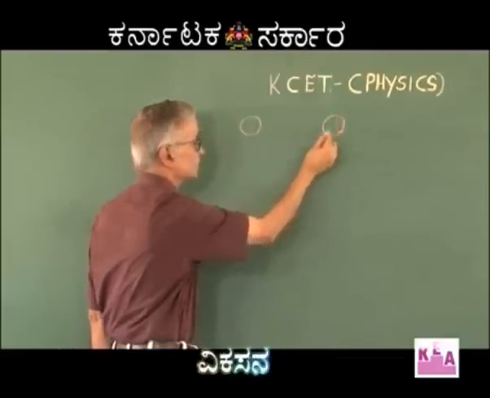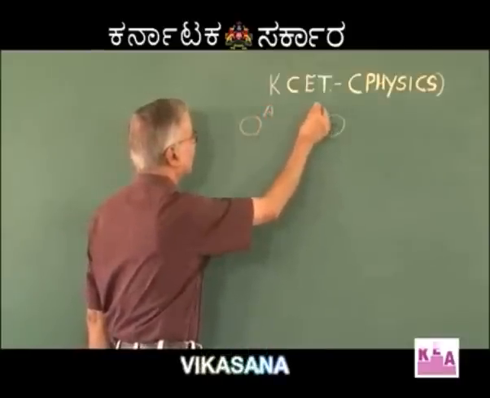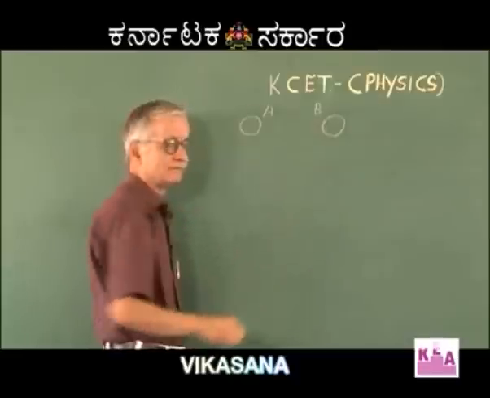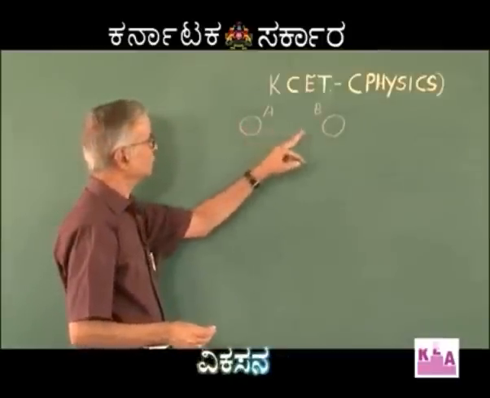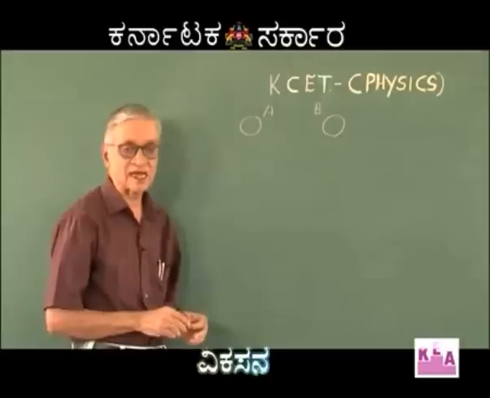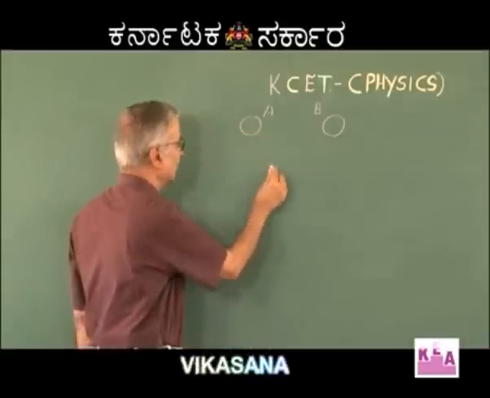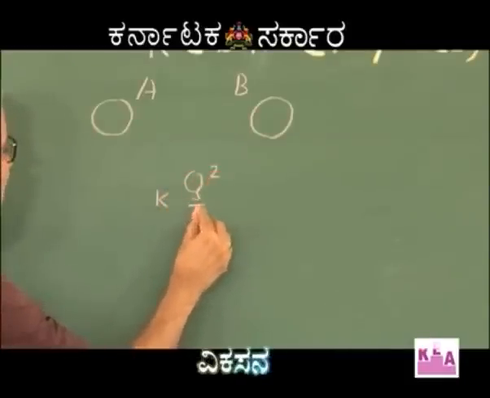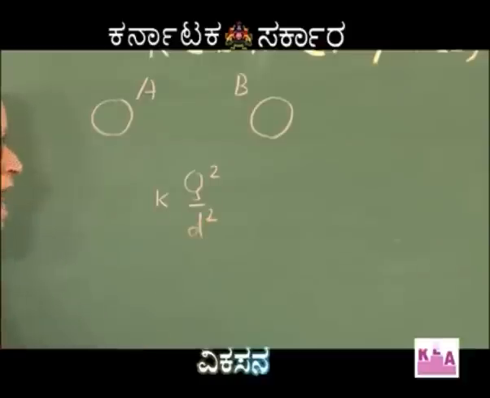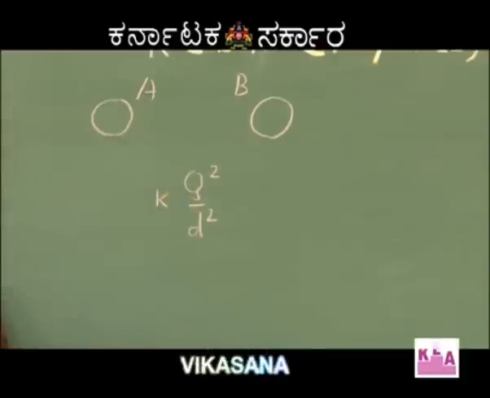Let A and B be two identical charges separated by a certain distance. I call the first one A and the second one B. You all agree that if the separation between A and B is D, then the electrostatic force between them is K multiplied by Q square divided by D square. I assume that the charge on each sphere is Q.